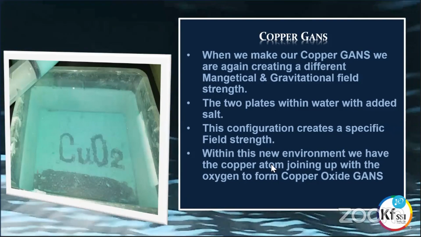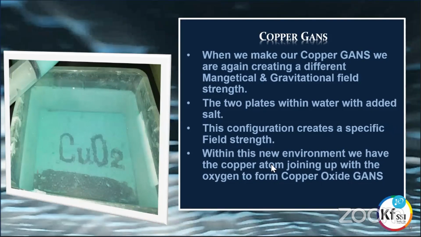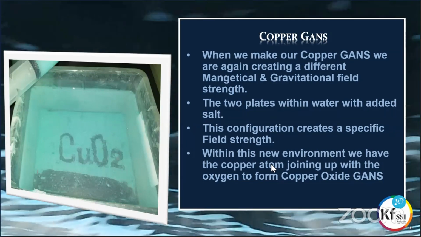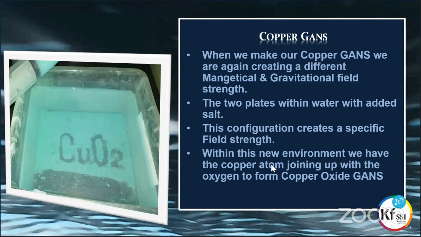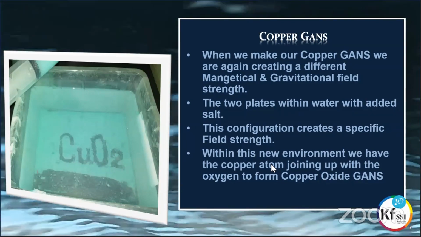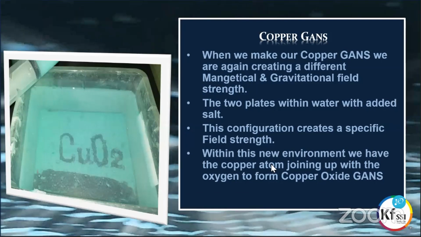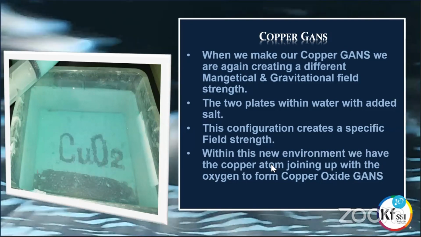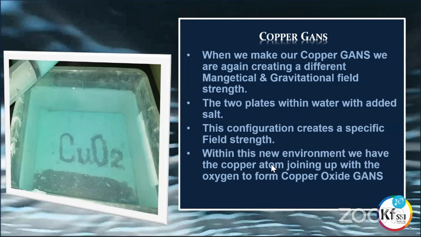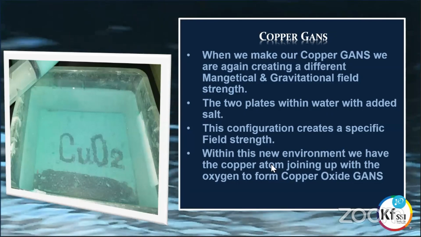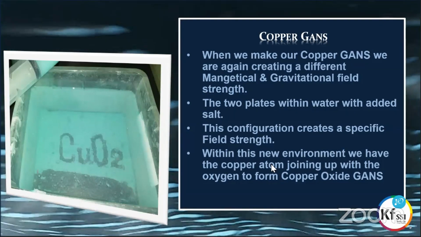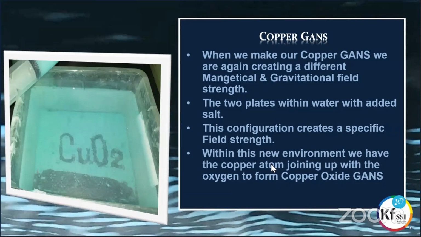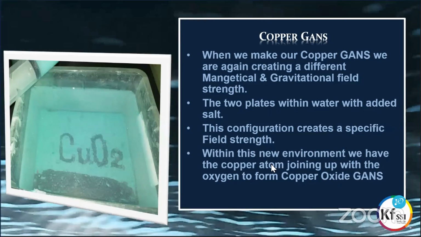Now, when we make our copper GaNs, we are again creating a different magnetic and gravitational field strength environment. We've got our two plates in the water, and we add our salt, and this configuration creates a specific field strength in that water. Within this new environment, we start creating our copper GaNs, the copper atom joining up with the oxygen to form our copper oxide GaNs. Again, we've created a totally new environment, a different magnetic gravitational field strength, for this to occur.